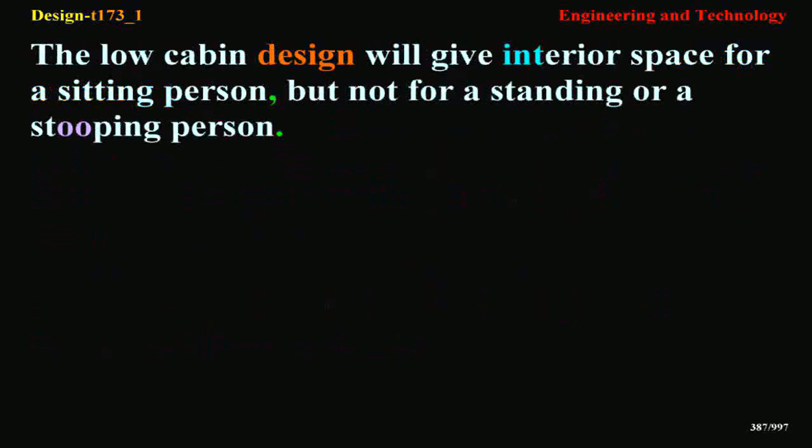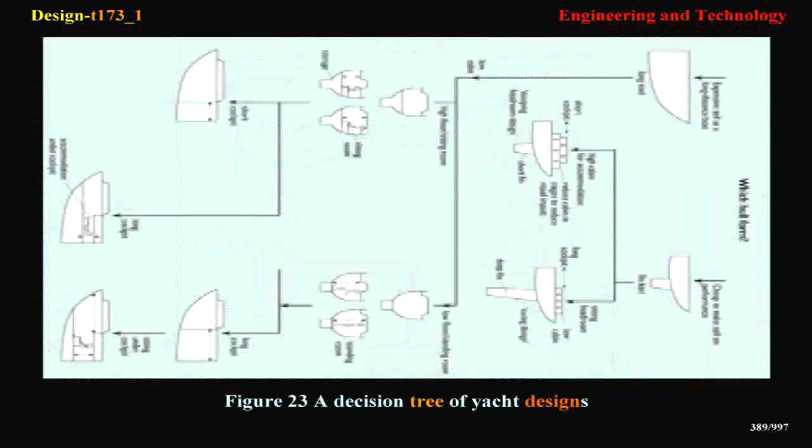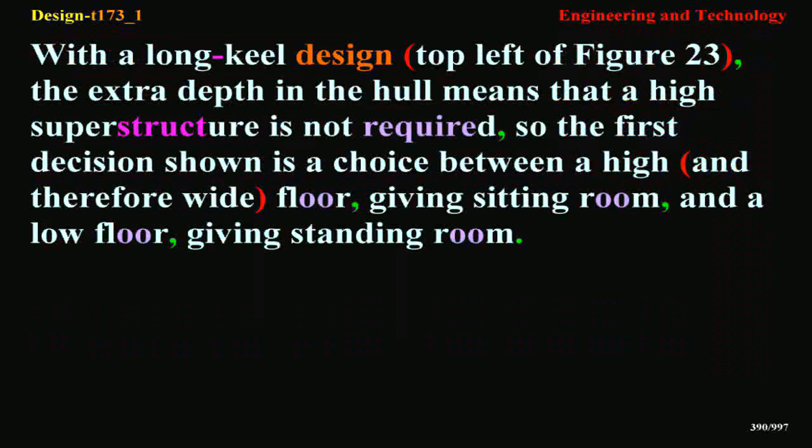The low cabin design will give interior space for a sitting person, but not for a standing or a stooping person. Figure 23A: Decision Tree of Yacht Designs with a long keel design, top left of Figure 23. The extra depth in the hull means that a high superstructure is not required, so the first decision shown is a choice between a high and therefore wide floor, giving sitting room, and a low floor, giving standing room.